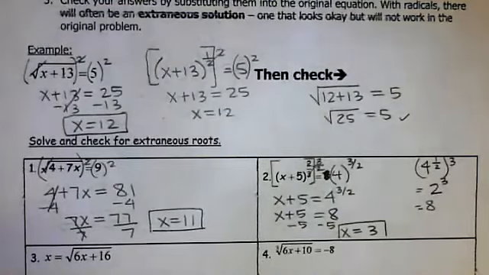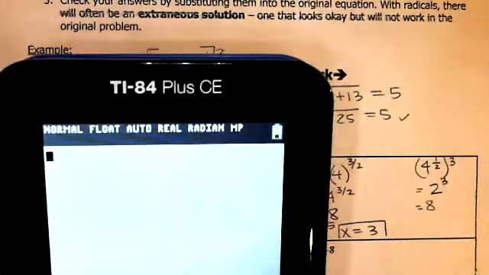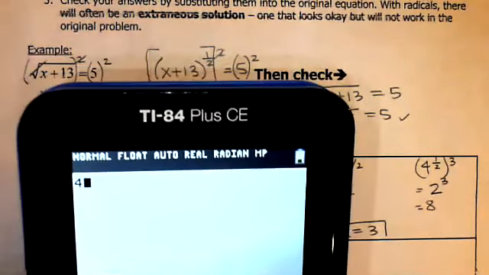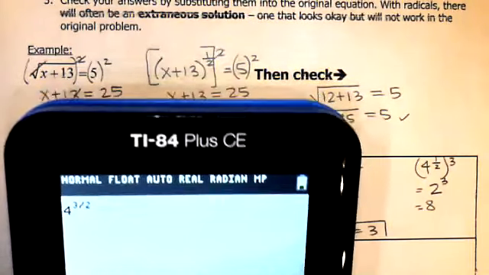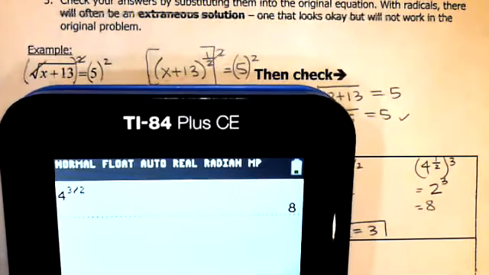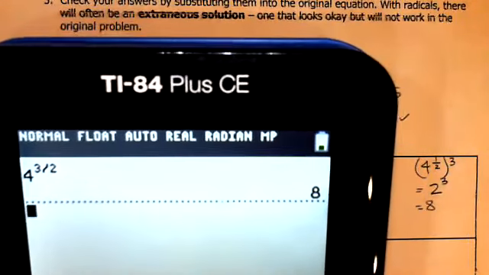And again, we would love to check our work. Now, a couple things to show you here on the calculator. You can put 4 to the 3/2 power. So if you're using a calculator, you can raise it to a power and then put in your 3/2. And it tells you 8, which is what we got algebraically. So that does work with the calculator.